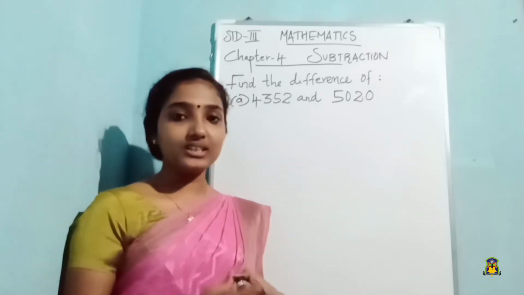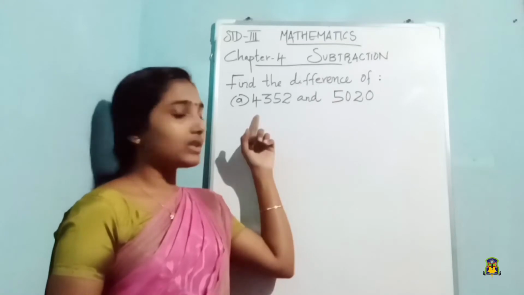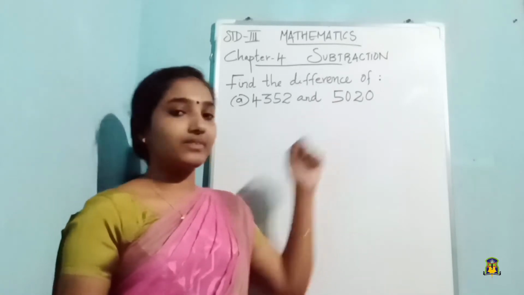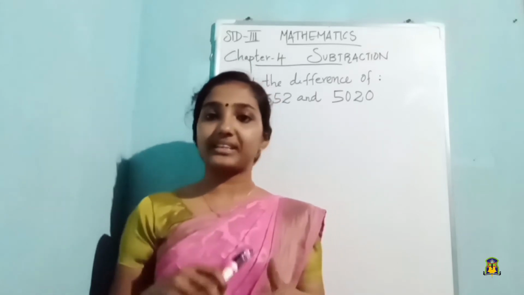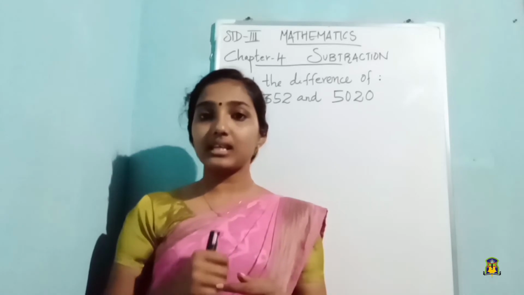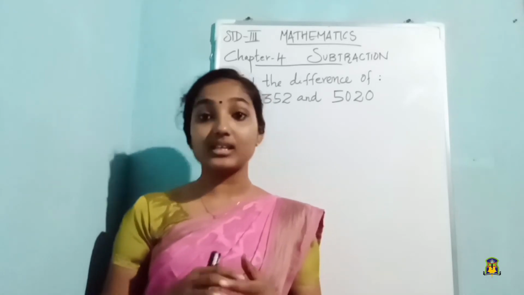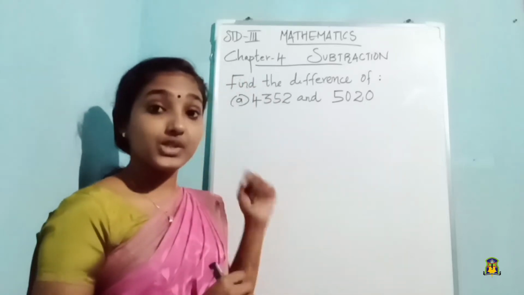Here the first question given is find the difference of 4352 and 5020. Here we are given two numbers and we are asked to find the difference of these numbers. We know that the answer that we get in subtraction is called the difference. We had studied it earlier. So, here the question is to find the difference.